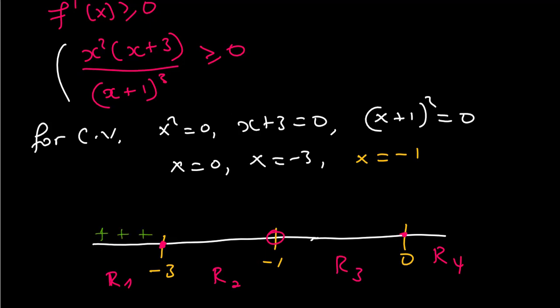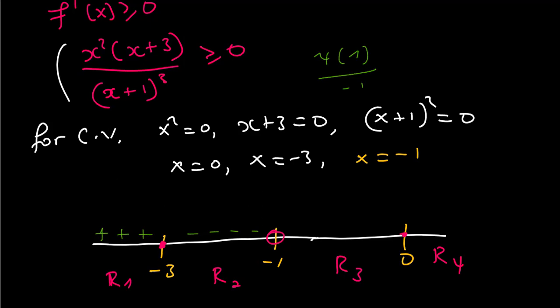Now let's get the in-between region, between negative 3 and negative 1, that's region 2. We can take the value negative 2. If we plug negative 2 inside, negative 2 squared gives 4, negative 2 plus 3 gives 1, divided by negative 2 plus 1, which gives negative 1, all cubed, which is negative. So the resultant sign here will be negative.